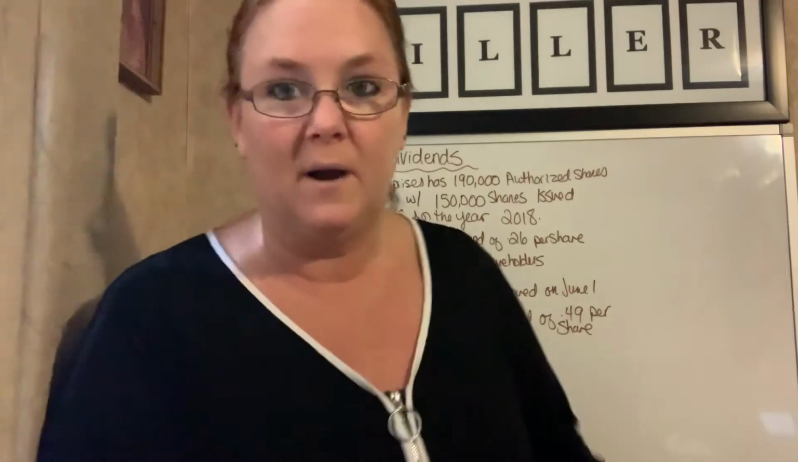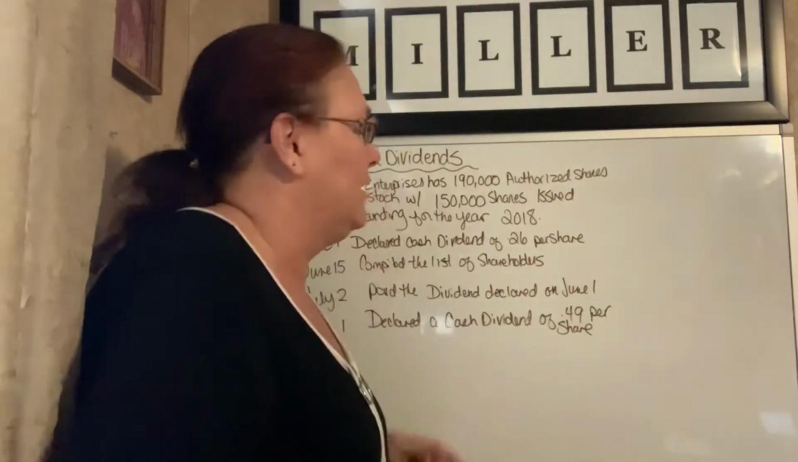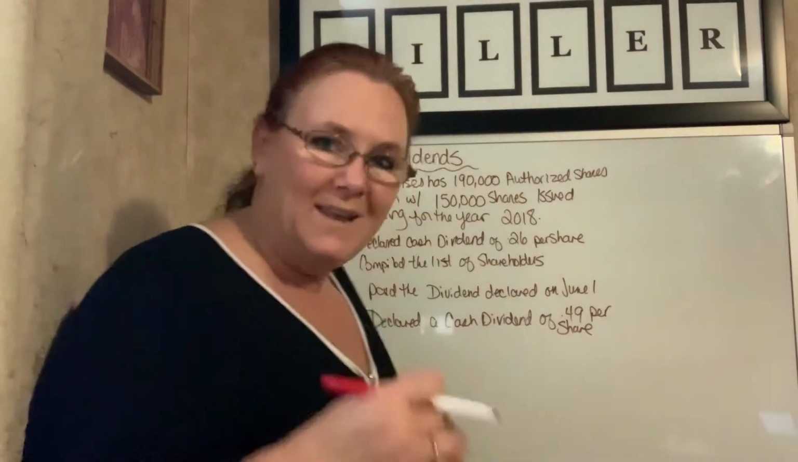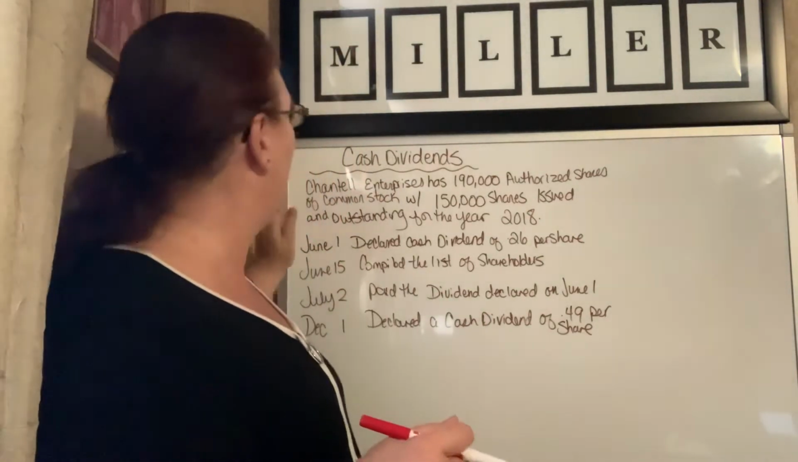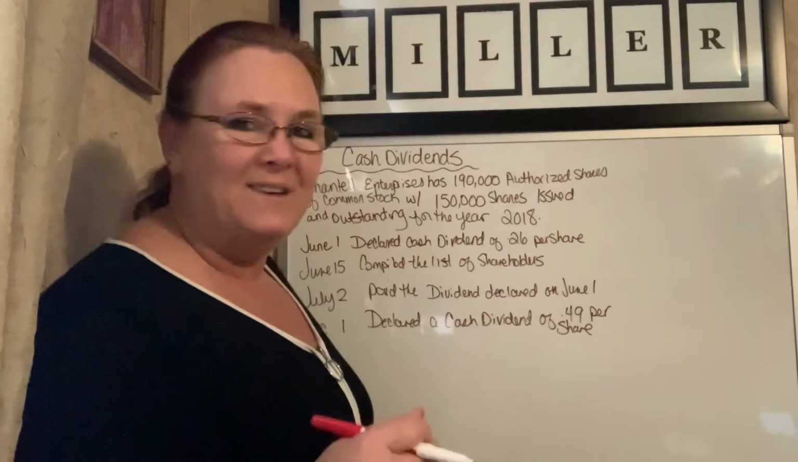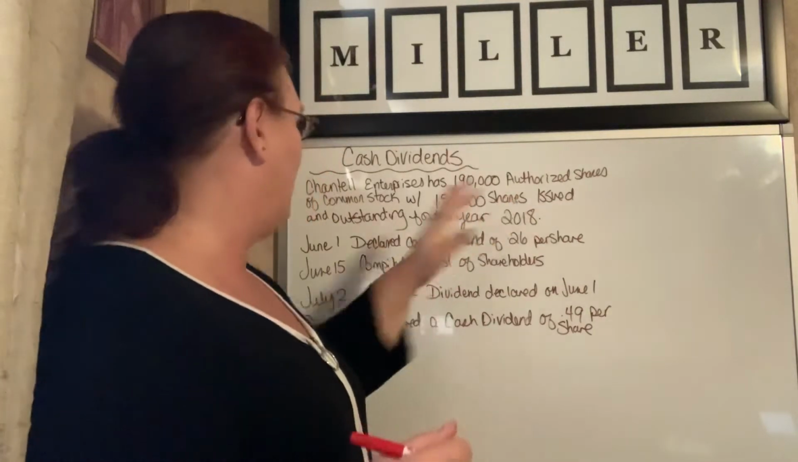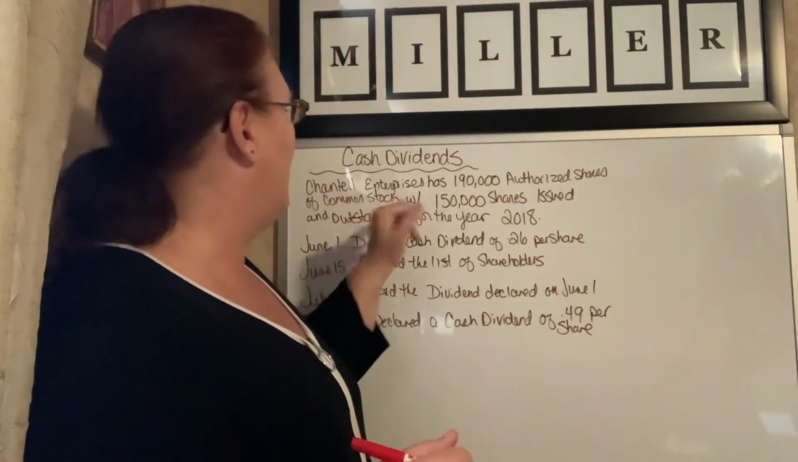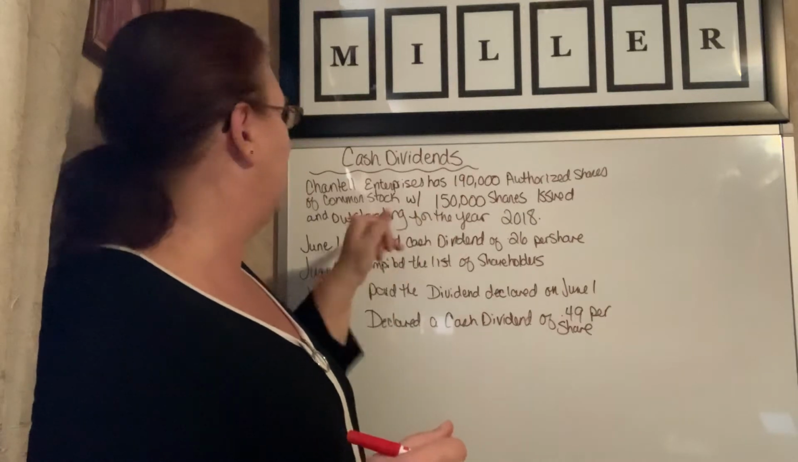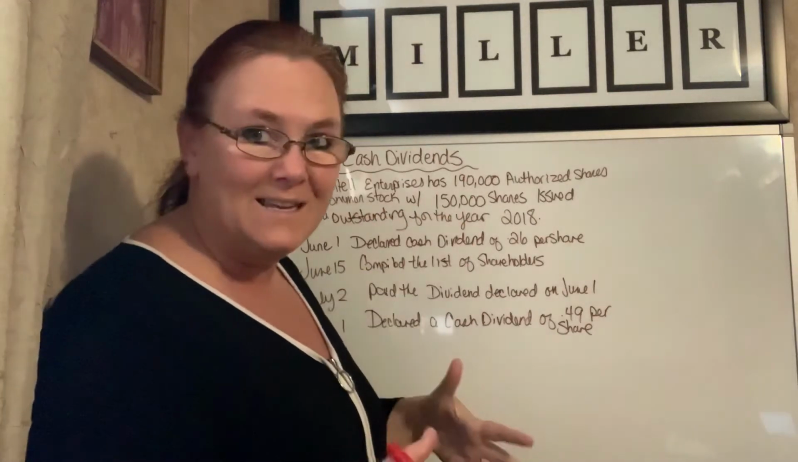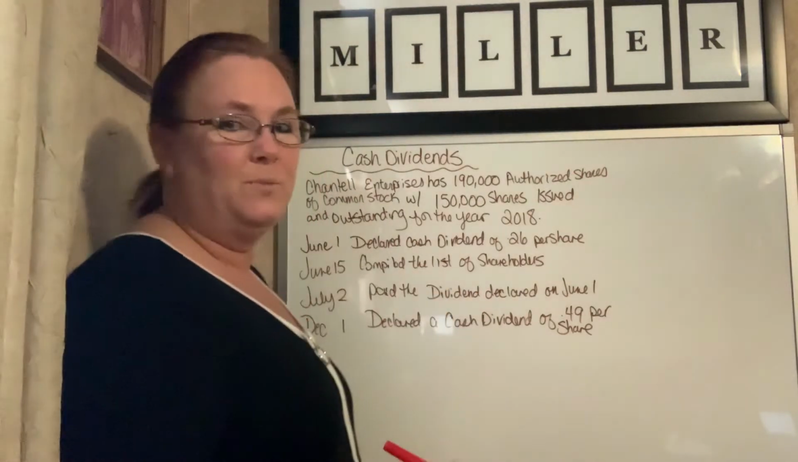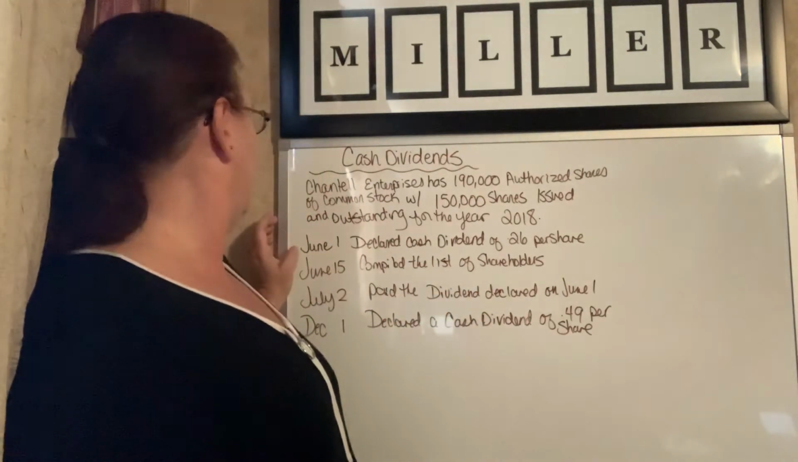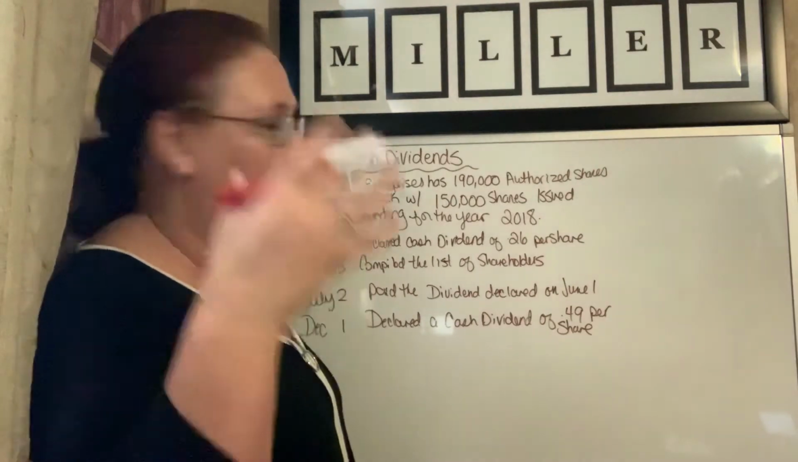But again, I have an example up here on the board. So I quickly want to go over another example of this. And again, if you're struggling in any way, let me know. So I have up here, Chantel Enterprises has 190,000 shares authorized of common stock with 150,000 shares issued and outstanding for the year 2018. So this is our setup here. And then we have each one of these journal entries, and I will put it on your Canvas for you to follow along with.